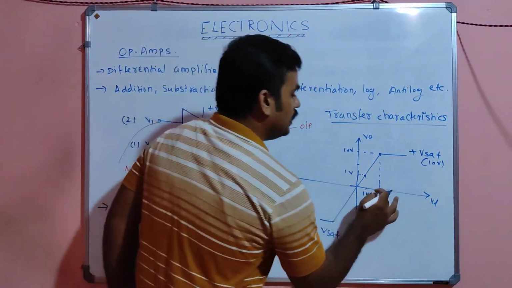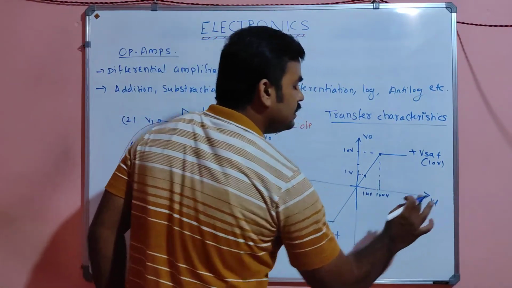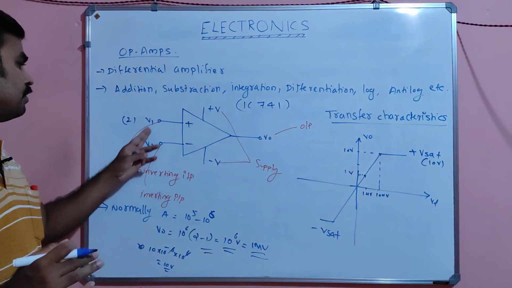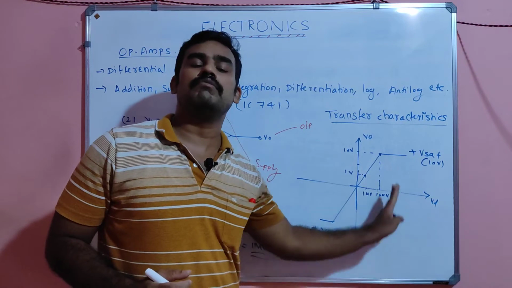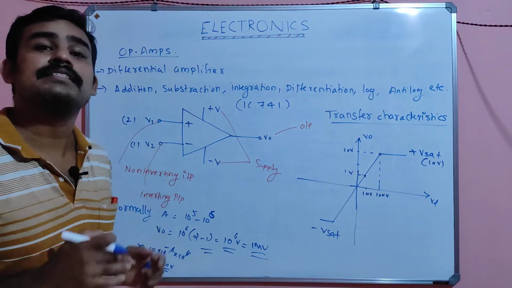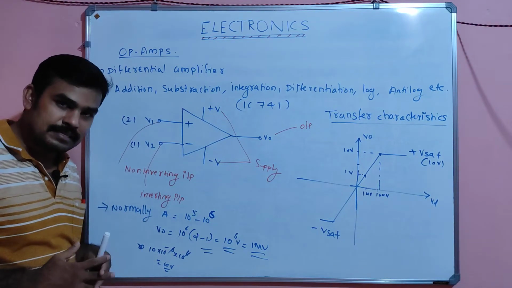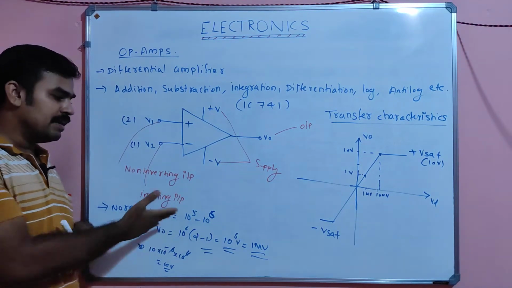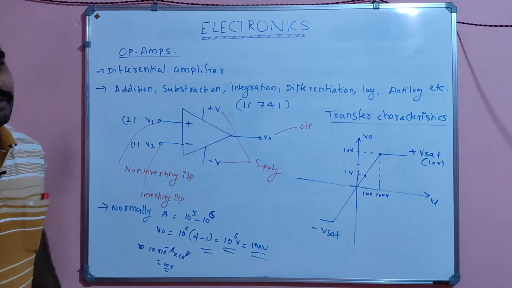After that, if you increase the difference between V1 and V2 to any level, the output will be saturated. That will be maximum plus V saturation. So it is somewhat safe. We can smoothly operate this. We can use this. No issues there. This megavolt and macro range will not be there. So we are safe at all.